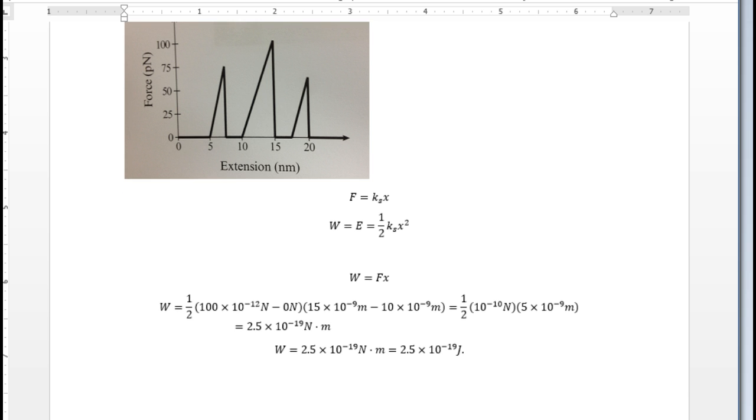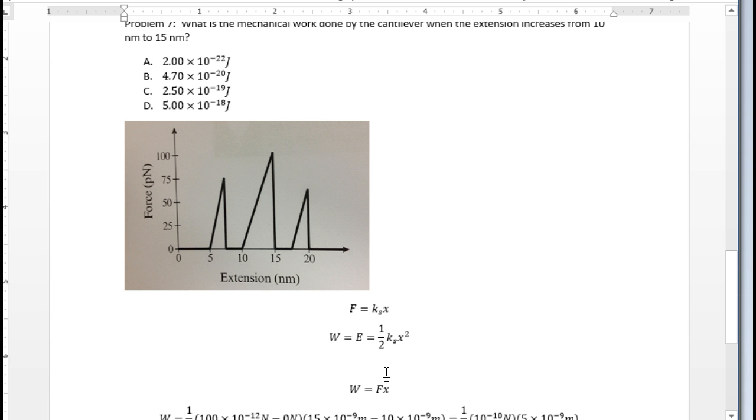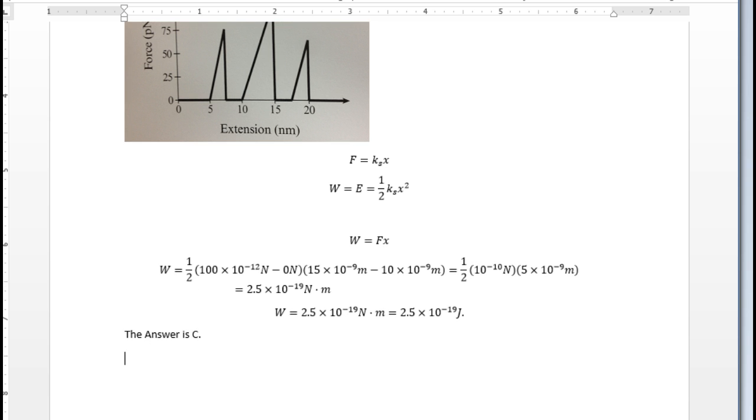So the answer is C. What other things did we encounter in this problem? Well, other things we encountered is that a piconewton is 10 to the minus 12 newtons. A nanometer is 10 to the minus 9th meters.